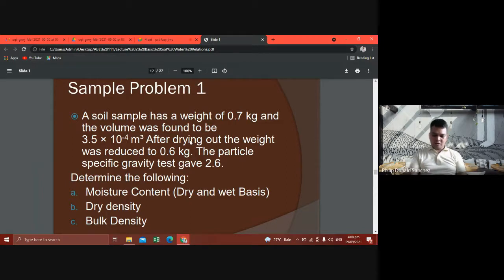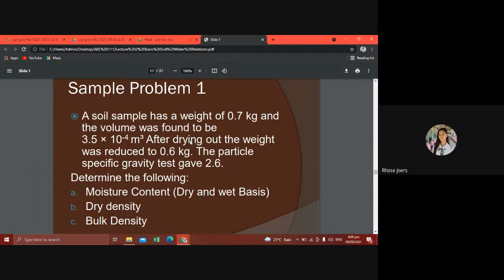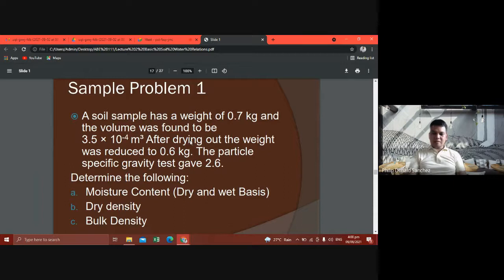And the volume of the soil, is it the total volume, or the dried or the particle volume? Total volume, which is 3.5 times 10 to the negative 4 m cube. And after drying, the weight was reduced to 0.6, so your dried weight becomes 0.6 kilogram. Now, my question is, what is the weight of moisture? It is 0.1 kilogram.